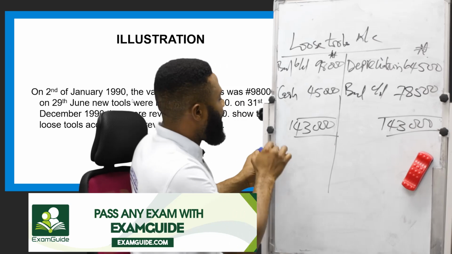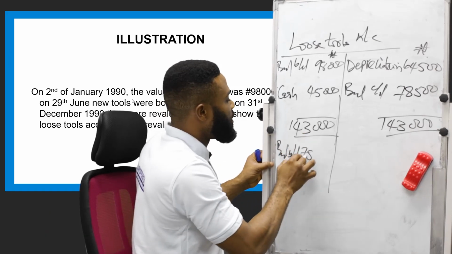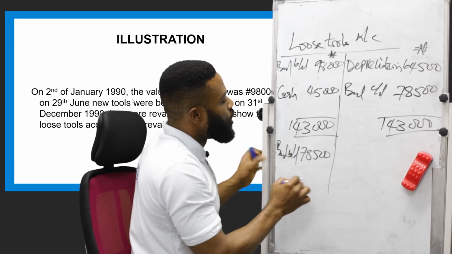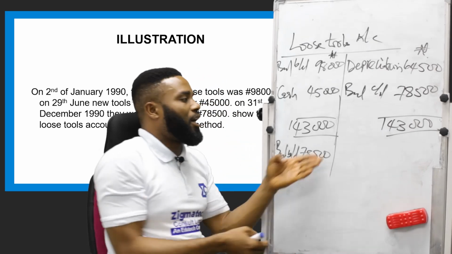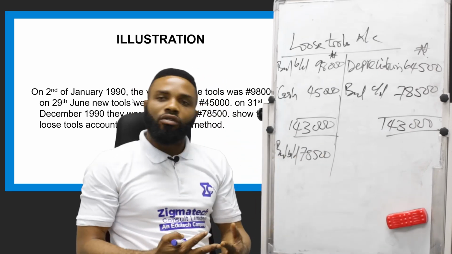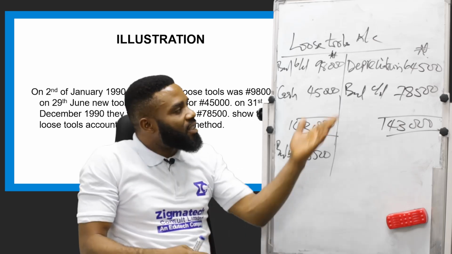And then your balance brought down is going to be what? 78,500. So this 78,500 is what is going to be in the account of the company as a value of loose tools for the subsequent year. So that is how to prepare it.